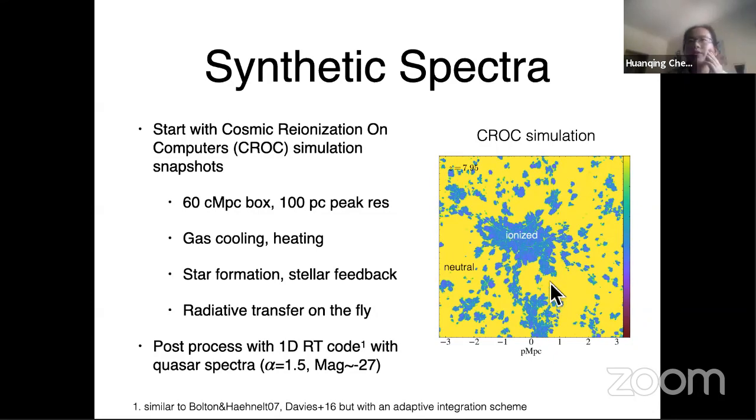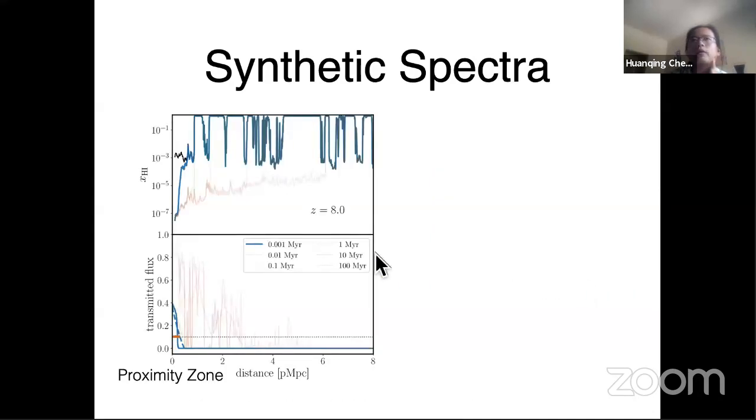individual quasar sources. So we obtain the quasar spectrum by first identifying a bunch of big, massive halos, then drawing sightlines centered on these massive halos, and then post-processing them with a 1D radiative transfer code. Just to show you an example, this is a sightline drawn from redshift 8.